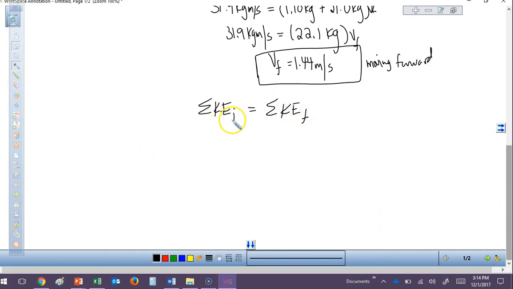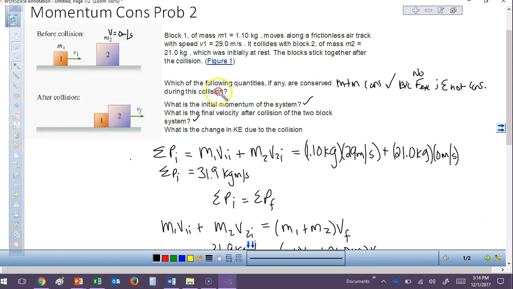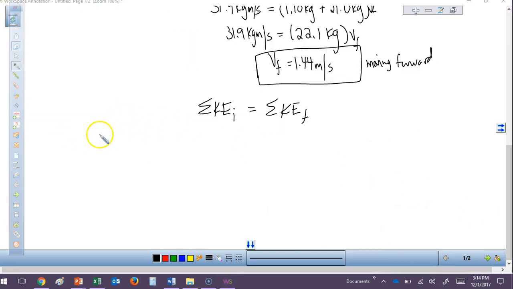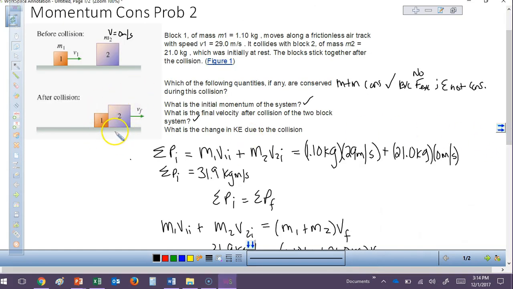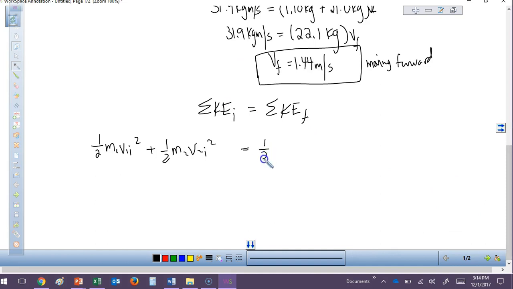So let's go ahead and write our expression. Notice that we have two separate objects, so we'll have two separate kinetic energies. So let's write that out: 1/2 m1 v1I squared plus 1/2 m2 v2I squared. And then the energy of this block right here is going to be a model of the two objects, so it's going to be the two masses. It's a little different, but it's still kinetic energy: 1/2 the combined mass, v final, squared.